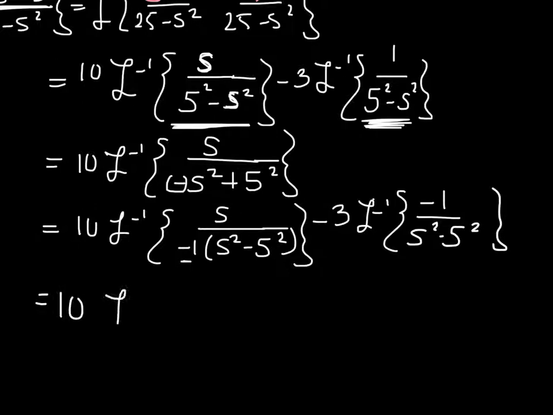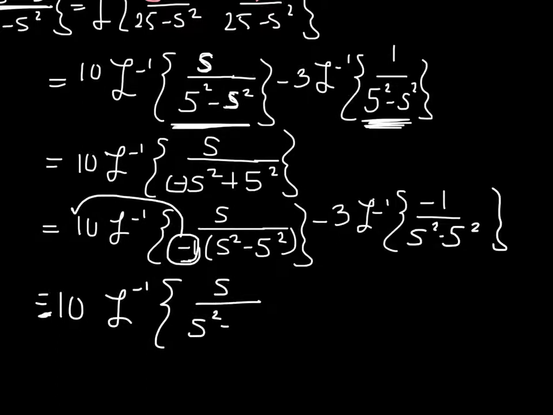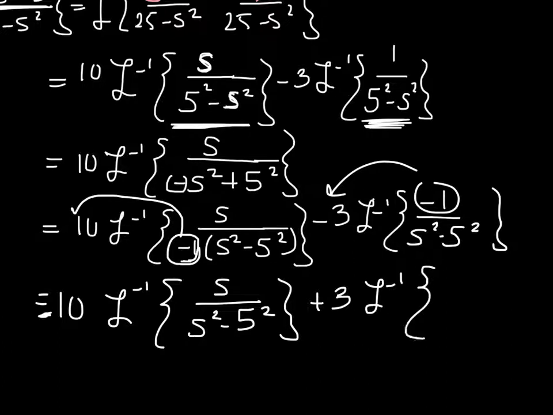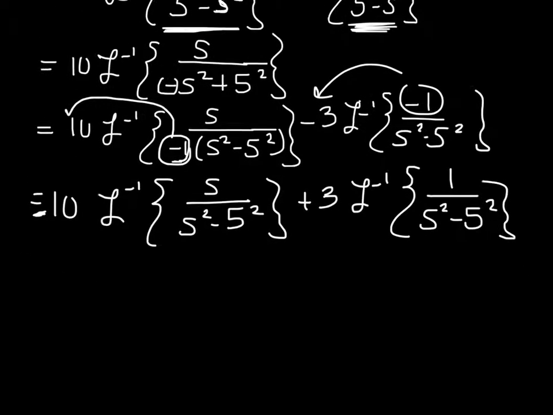Okay, so I have 10 times the inverse transform of, and this negative 1 here, I'm just going to bring it outside. So that's going to make this negative 10 times s over s squared minus 5 squared, plus 3 times the inverse transform of 1 over s squared minus 5 squared. Okay, so we're almost done.